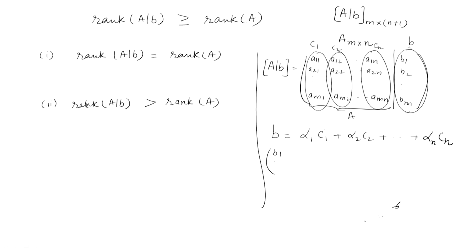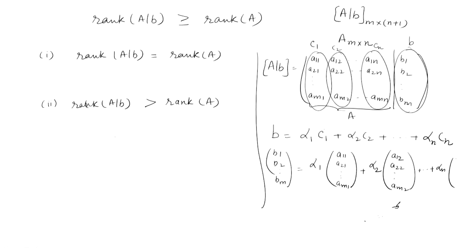Now, what is B? B is simply B1, B2 up to Bm, equal to alpha 1 times C1, where C1 is A11, A21 and so on up to Am1. C2 is A12, A22 and so on up to Am2. And Cn is A1n, A2n and so on up to Amn. So, this means there exist some alpha 1, alpha 2 up to alpha n such that B can be expressed as a linear combination of these column vectors.